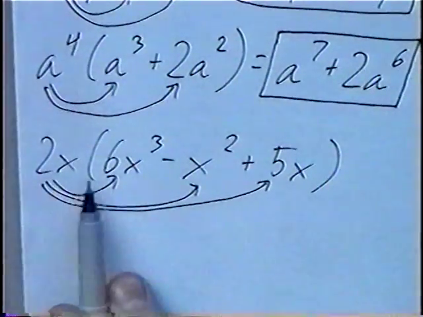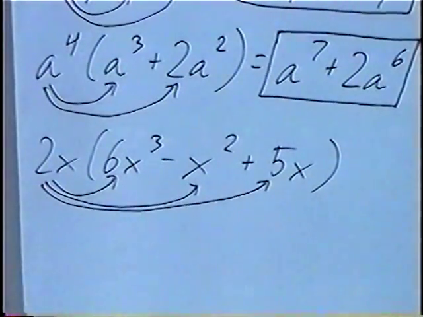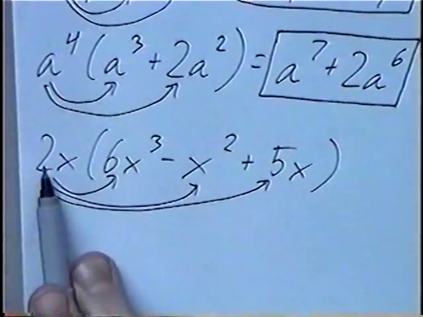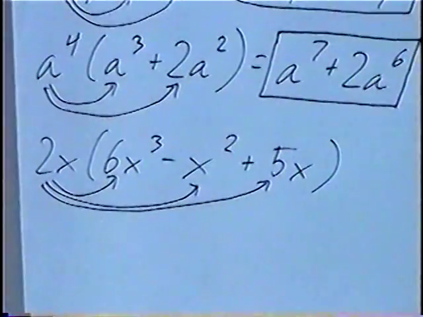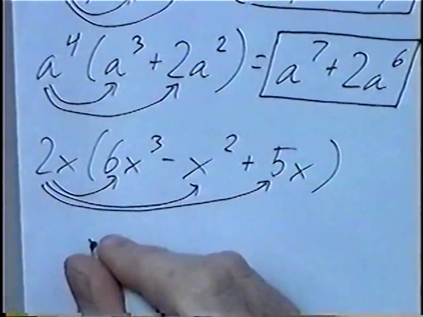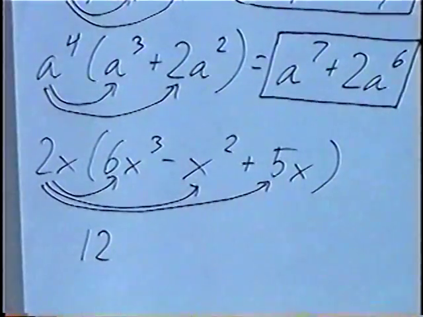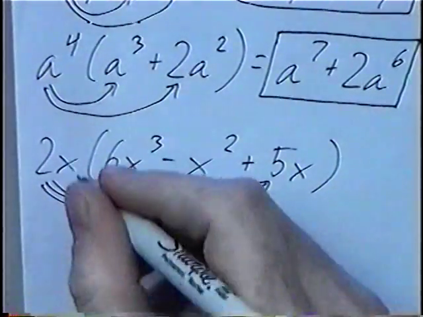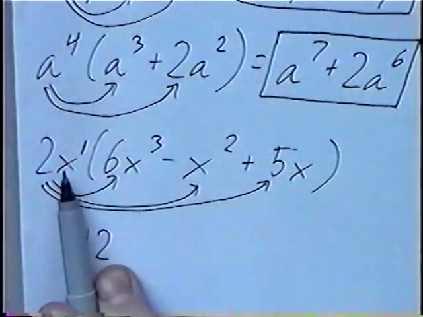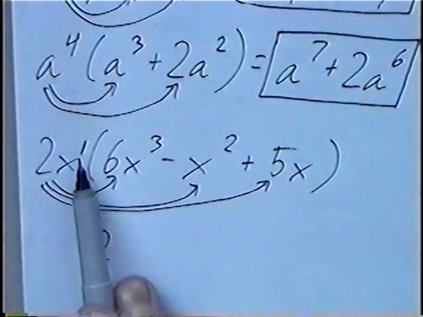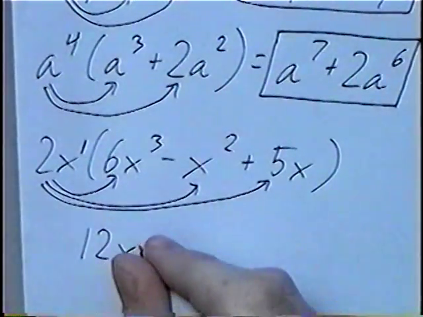The first term, 2x times 6x to the third, we can first multiply the coefficients or numbers in front. 2 times 6 would be 12, and x times x to the third. Again, x we can put a 1 on, x to the first power times x to the third. Adding the exponents, we'll have x to the fourth.